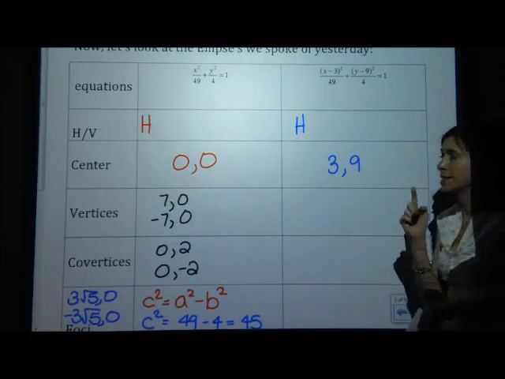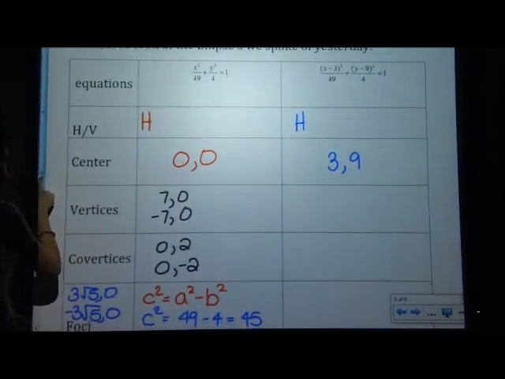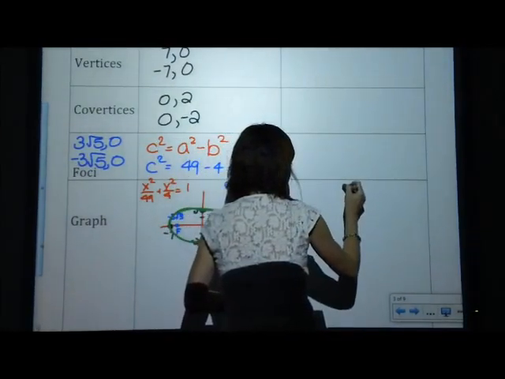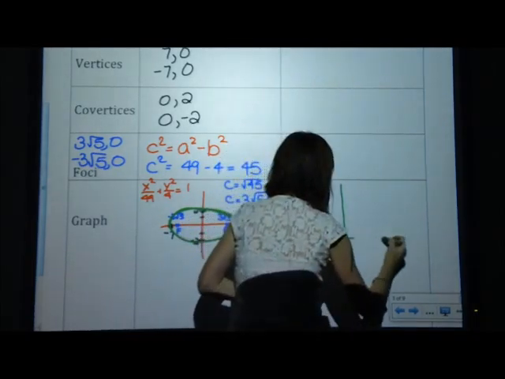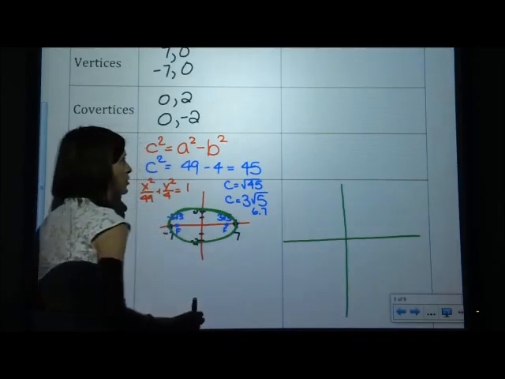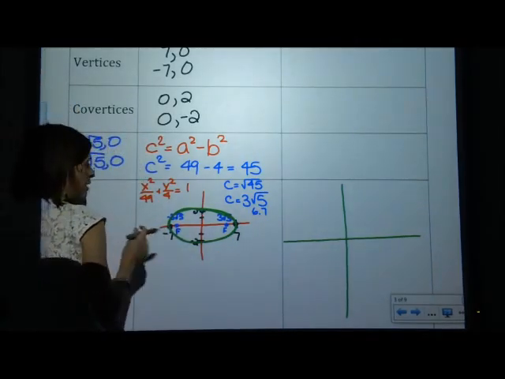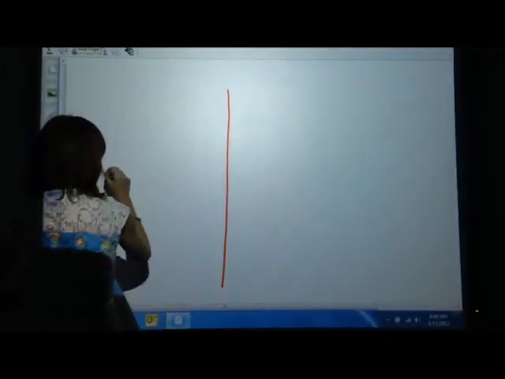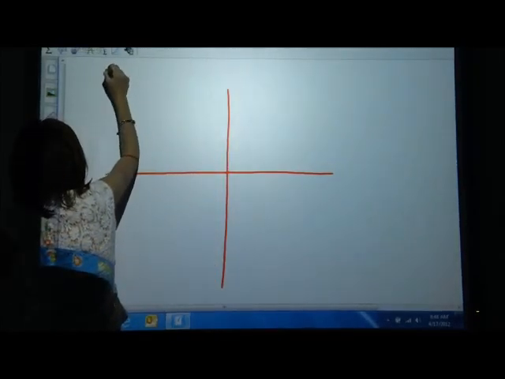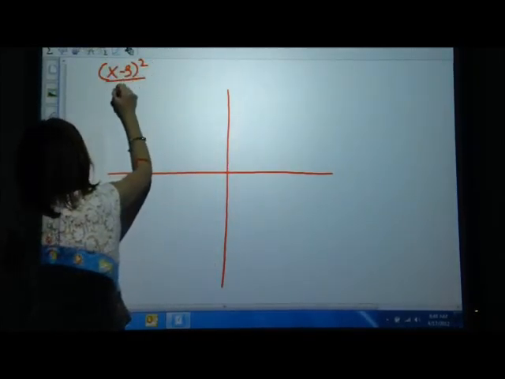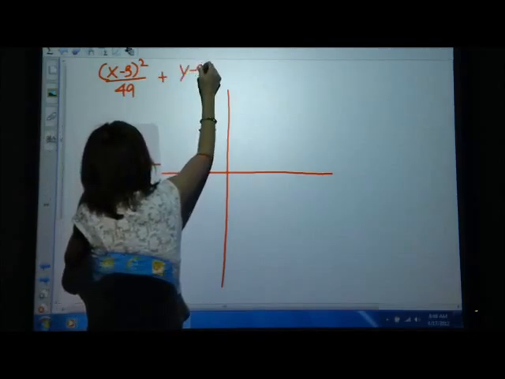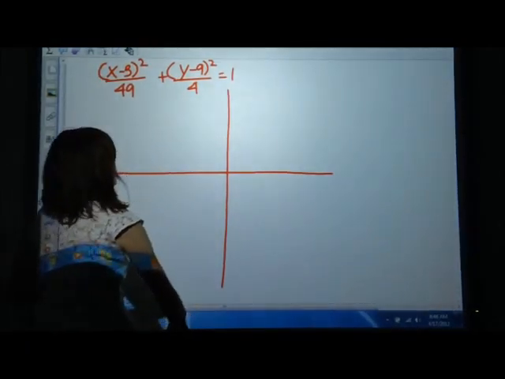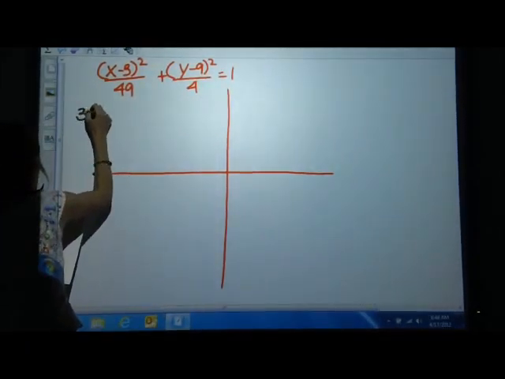All right, my vertices. There are several ways to do this, but I think it's easier using the graph. I'm going to go to a new page, so let me get a new page. I've got my graph now, and I'll rewrite my equation: (x - 3) squared over 49 plus (y - 9) squared over 4 equals 1. Okay? All right. So the first thing I'm going to do is take my center of (3, 9).